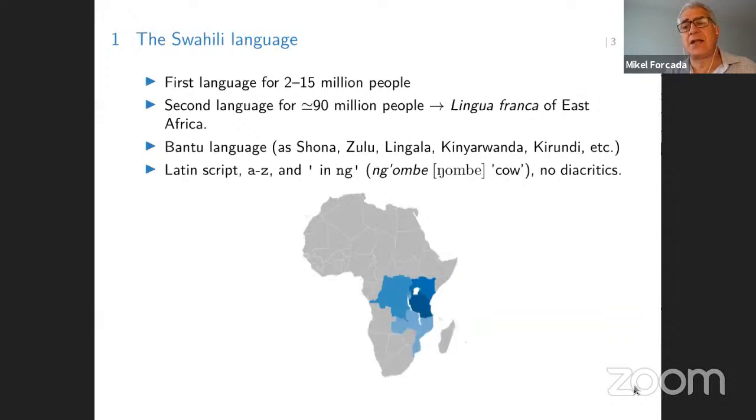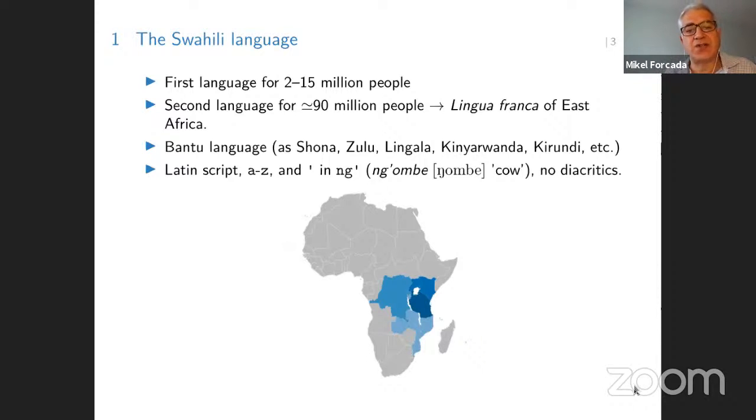Swahili is an important language in Africa, even if it is quite under-resourced. It's the first language for a hard to determine number of people, between 2 and 15 million people, but it's clearly the second language for about 90 million people. It actually works as a lingua franca for East Africa.